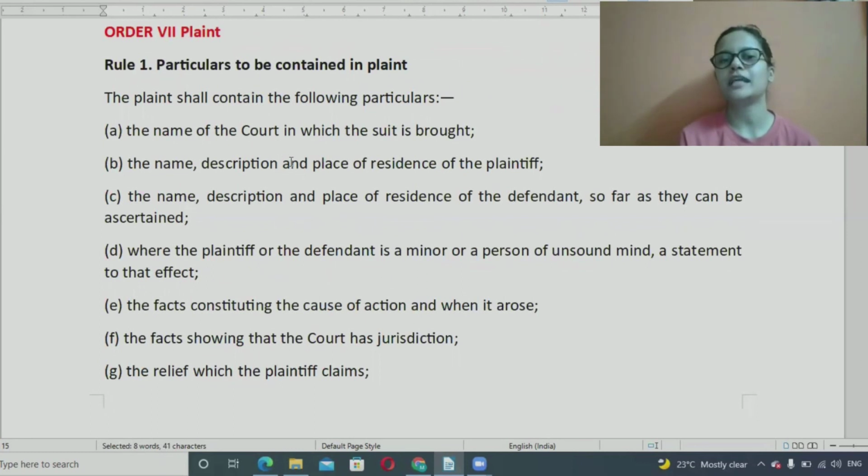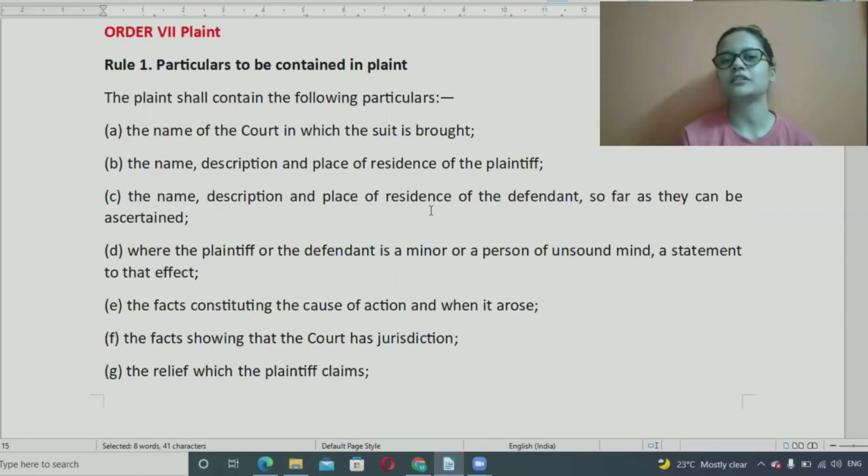It will mention the name, description, and place of residence of the plaintiff. It will mention their names, their father's name, address, age. It may even mention their profession. All those details will be given there.